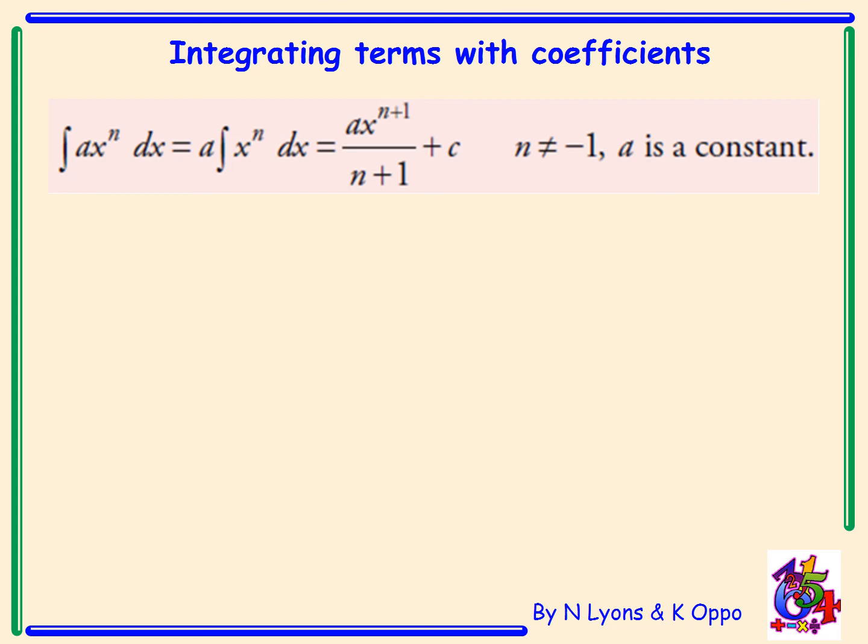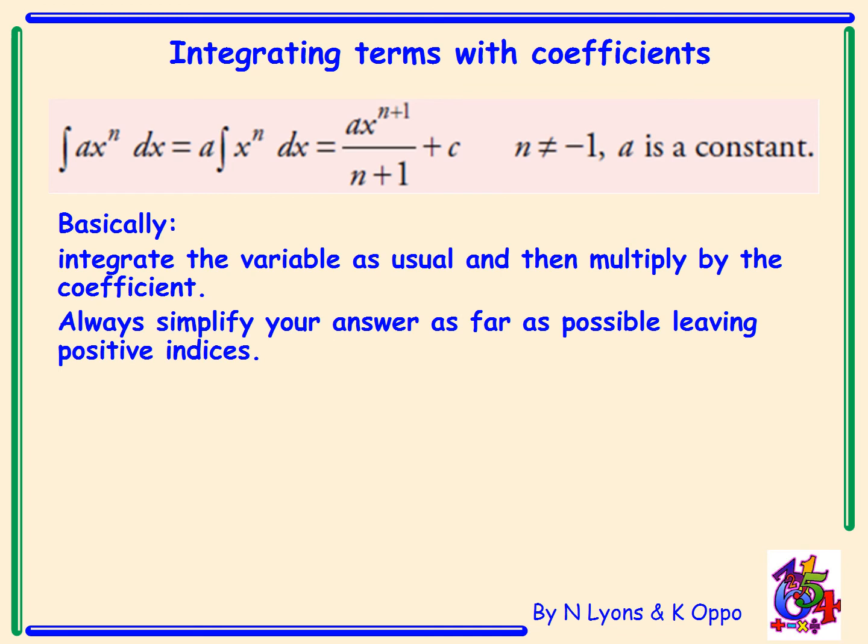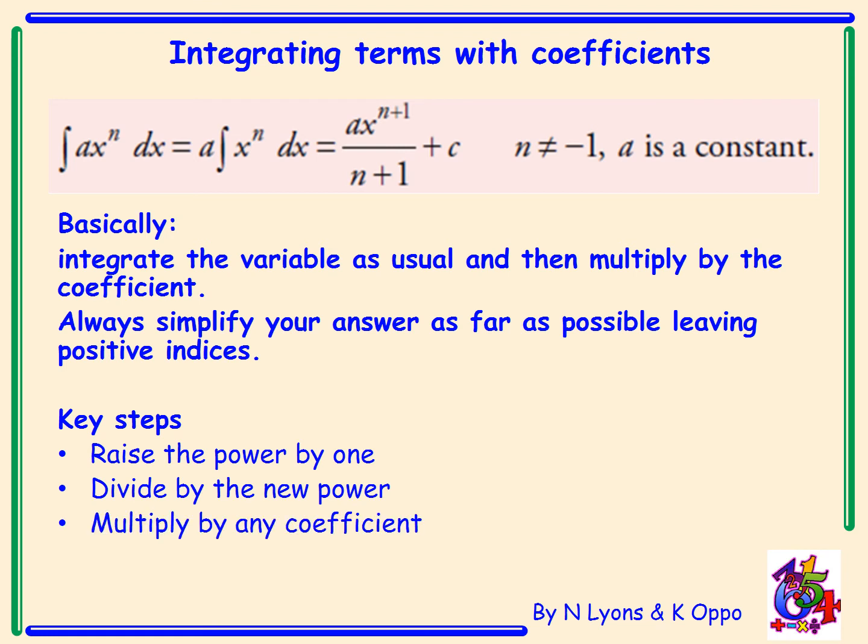Okay, so we just leave it alone, and then we integrate the variable x to the power n. And that gives us a times x to the power n plus 1 divided by n plus 1 plus c. So basically, integrate the variable as usual and then multiply by the coefficient. Always simplify your answer as far as possible, leaving positive indices. That means we can evaluate our integral later on. And remembering our key steps, raise the power by 1, divide by the new power. Now you have to multiply by any coefficient we have, and remember to add your constant of integration.